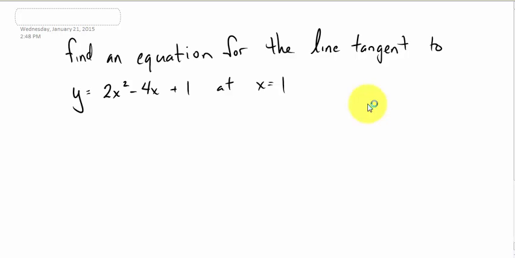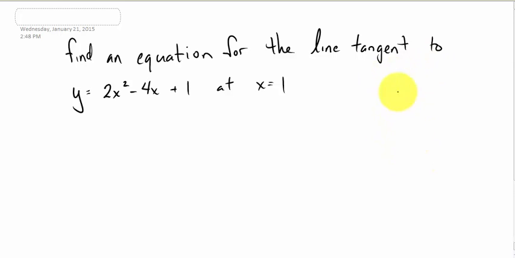So here we have an equation, 2x squared minus 4x plus 1. It's quadratic, it's a parabola. We could find the vertex, we could graph it, axis of symmetry, x-intercepts, all that good stuff. But I don't care about all that good stuff for this problem. What I care about is finding the equation of a line that is tangent to that parabola at x equals 1.